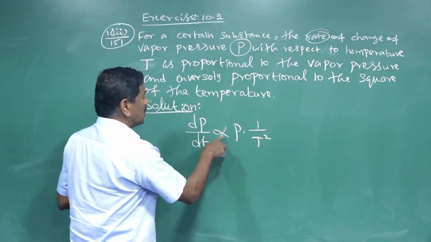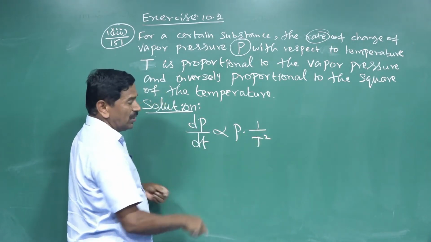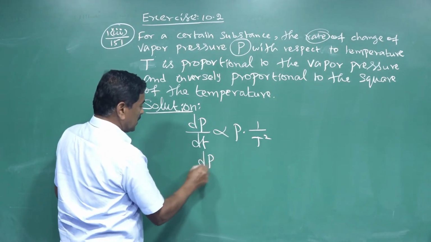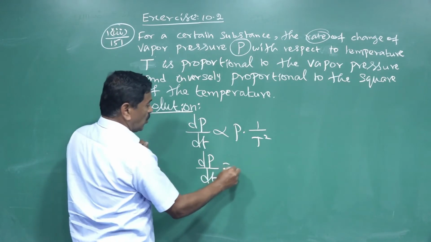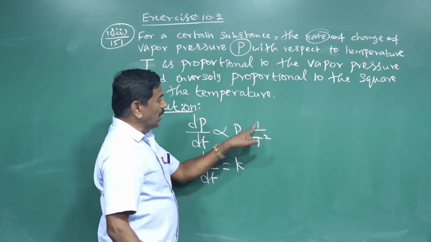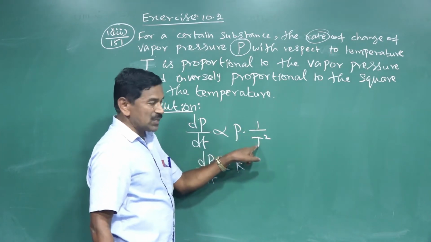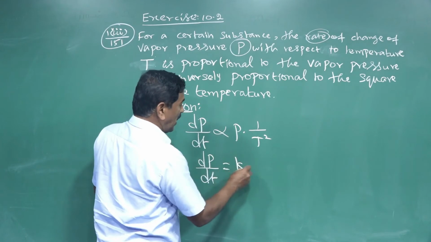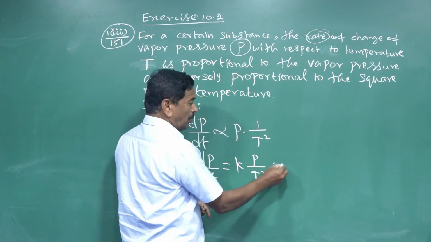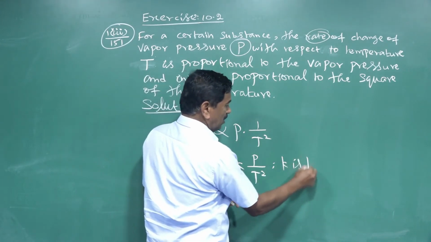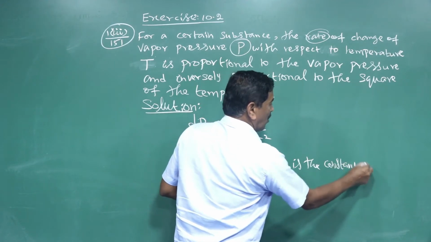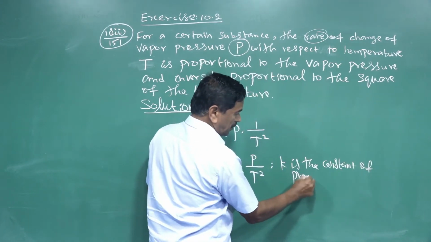Now cancel the proportional symbol and write equal, and multiply by some constant, which is the constant of proportionality. That is dP by dt is equal to K into, here 1 into P is equal to P, so P by T square. So dP by dt is equal to K into P by T square, where K is the constant of proportionality.